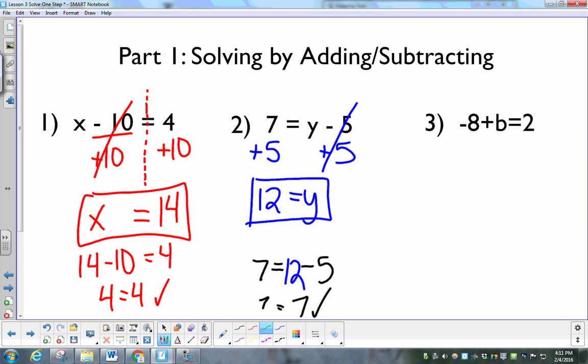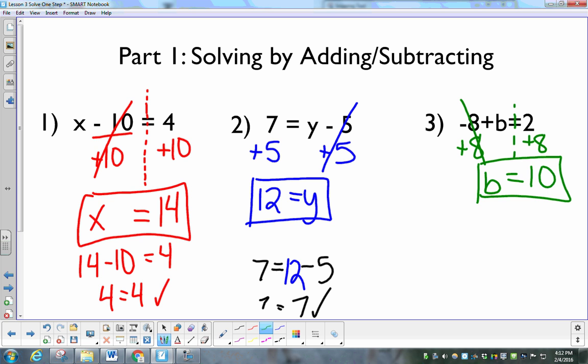All right, let's try one more. So on this one, I have negative 8 plus b. I want to get rid of this negative 8. I want to think, what can I do to that negative 8 to make it 0? Well, if I add a positive 8, negative 8 plus 8 is 0, and it goes away. So now I'm left with b equals, now remember, if I added 8 to that side, I have to add 8 to this side as well. 2 plus 8 is 10. So my solution here is b equals 10, and now I can check it. Negative 8 plus b, which is 10, equals 2. Well, negative 8 plus 10 is 2. And 2 is 2, so it worked.